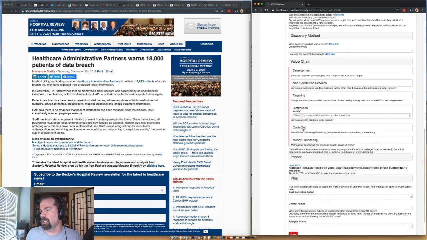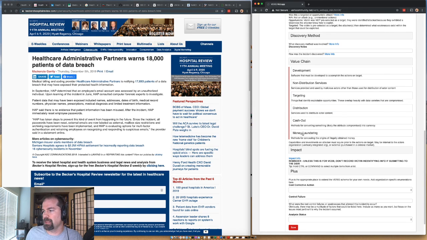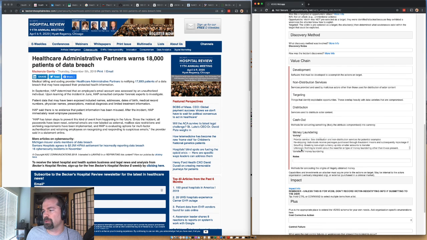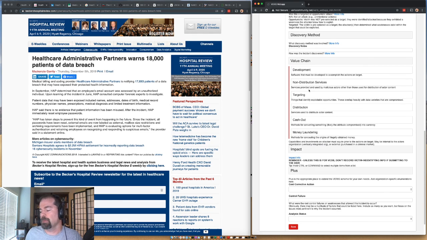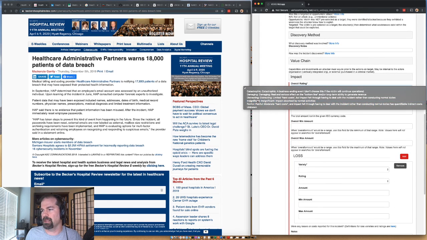And cash out, it's unclear how they will cash out. Likely sell access. We don't know if they'd sell the data in the email or not. And then again, with money laundering, we don't know, right? This is another area where we really wish we'd see more data, but no one ever talks about the money laundering that happens after the breach. So that's value chain.